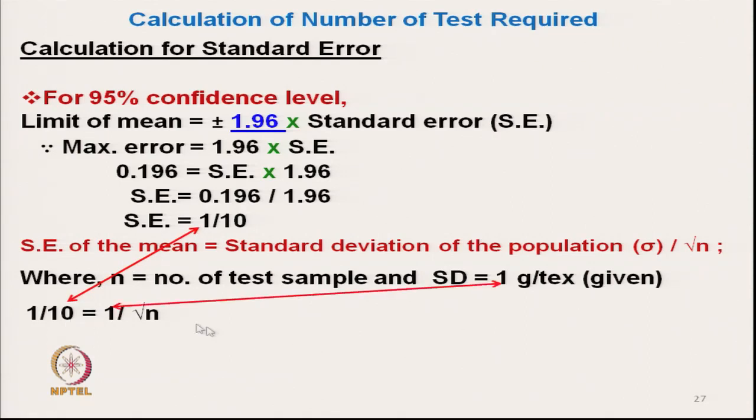So, 1 by 10 equals 1, what is this 1? This 1 is the standard deviation, divided by the square root of n, where n is the number of samples which we want to calculate. So, the square root of n equals 10, and n will be equal to 100. So, this is the answer.